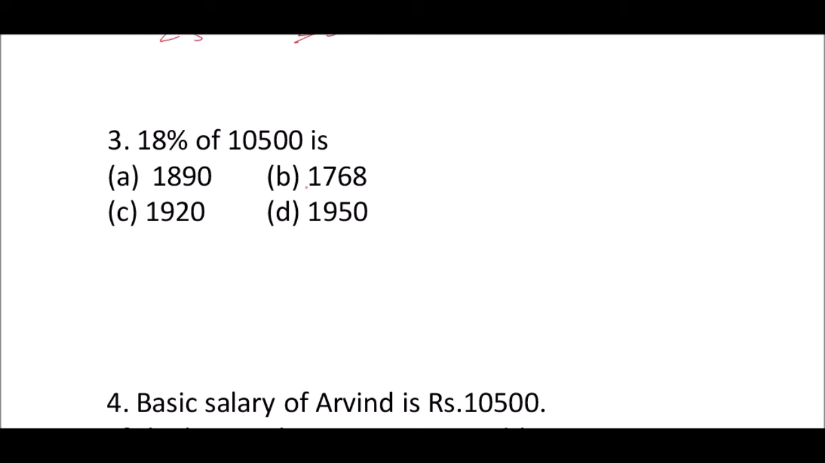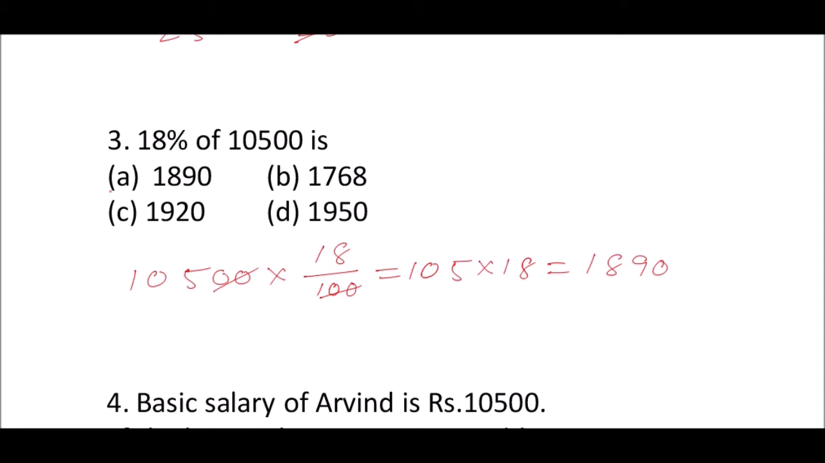Next is 18% of 10,500. Therefore 10,500 multiplied by 18%, therefore 18 divided by 100, and that cancels. 105 multiplied by 18 will give you 1890. Therefore the option A is the correct option.